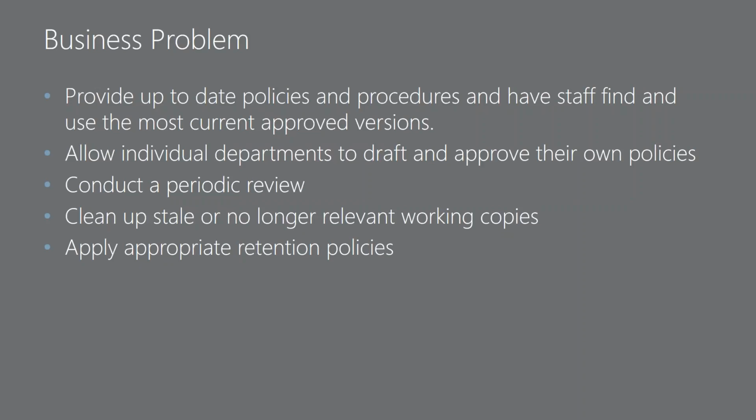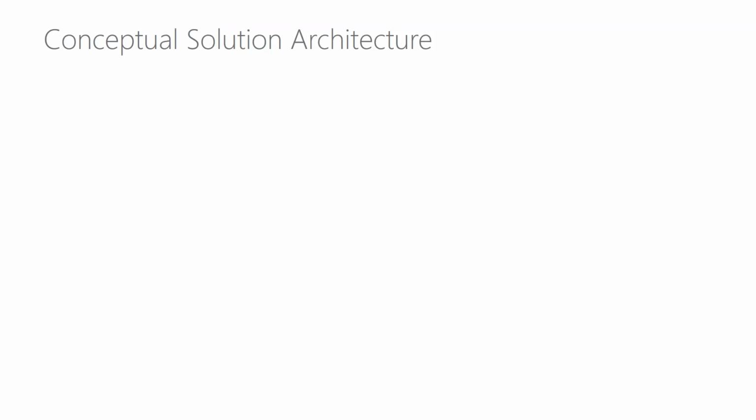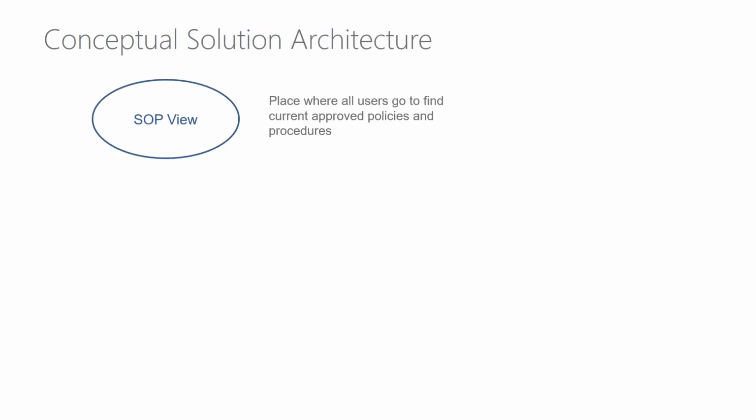So what does that look like from a conceptual architecture? Let me just walk through briefly what that might look like. This is just a little diagram that I've put together. First, what we want is a place where all your users can go to find the current approved policies and procedures. This is just a view of your approved policies and procedures, and it may be a site somewhere. Maybe it's a common site on your corporate portal they go to, but that's the one place where they can go to and see all those things.